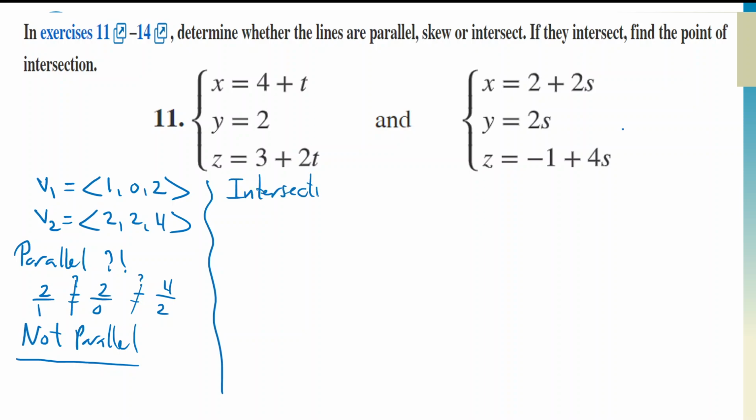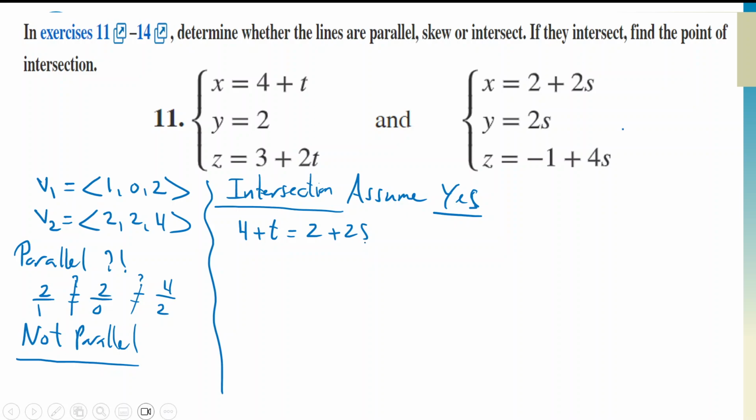Now I need to check if they intersect or not. I need to check for intersection. Okay, assume yes. Assume that they do intersect. If they do intersect, then what will happen? x1 equals x2. So I can start with 4 plus t equals 2 plus 2s. Solve this equation for whatever you like, for t or for s. This time it looks easier for t. So this implies that t equals 2s minus 2. So this is the first equation.